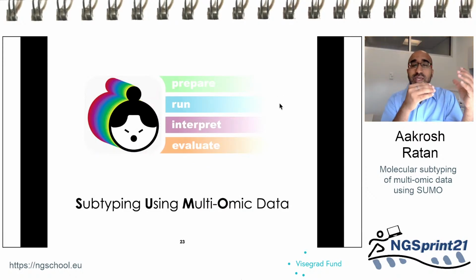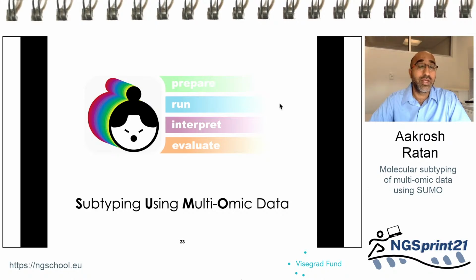So all of the steps that I talked about are implemented in what we call SUMO, which is subtyping using multi-omic data. This particular tool can be downloaded from PIP. It's available on GitHub. You can use a Docker container if that's what you prefer. That's how you essentially install or use the method. And a lot of the ideas that I talked about are embedded in what we call modes of SUMO.